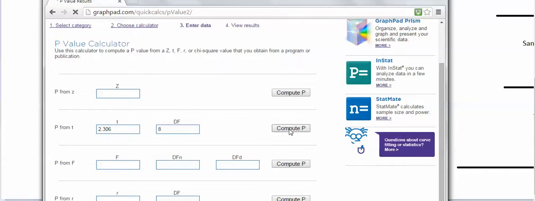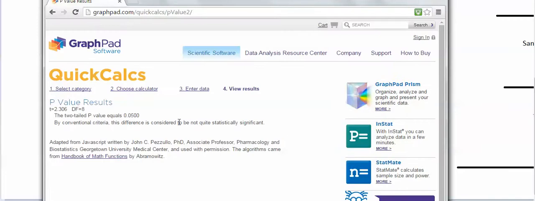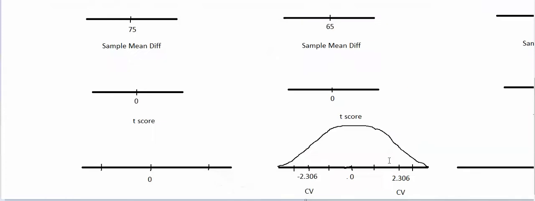Click on compute p, and it'll tell you what the p-value is. The critical value has a p-value of 0.05. It just works out that way. So we know that this one is 0.05.